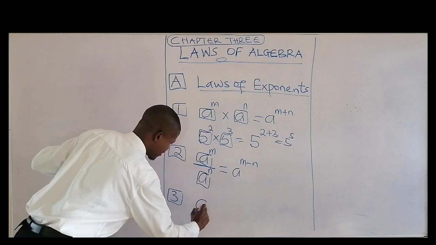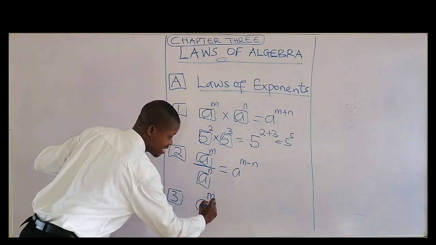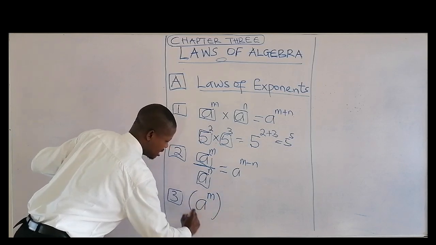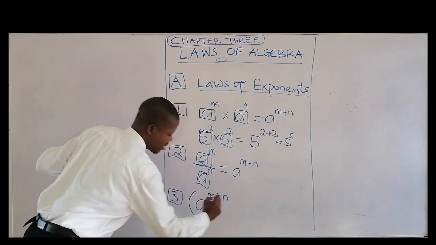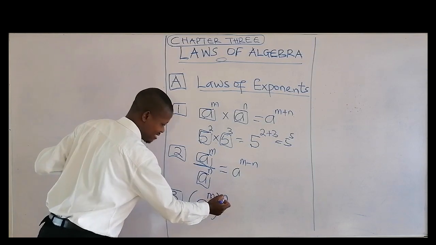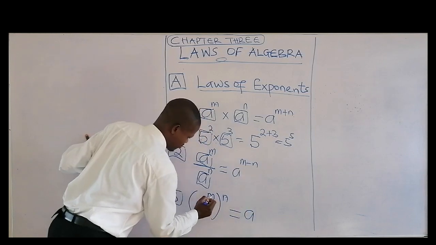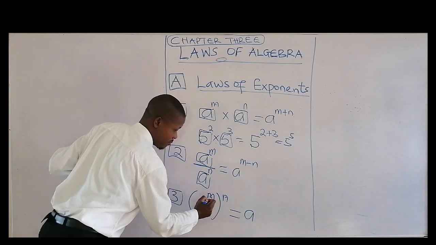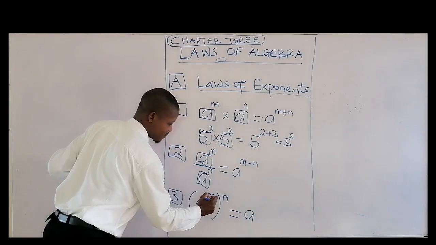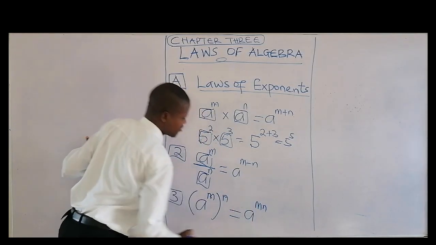is when you have a base and you have the inner power and you have the outside power. This is the inside power, this is the inner power, this is the outside power. The law says that you multiply both the inner powers and the outside power together, and that will be this.